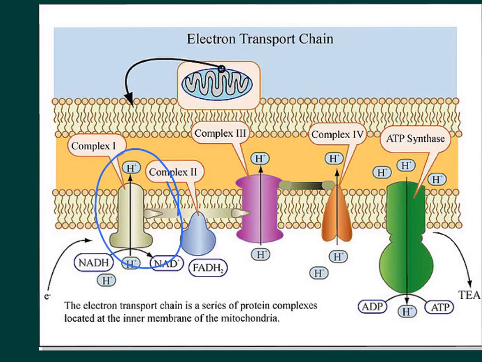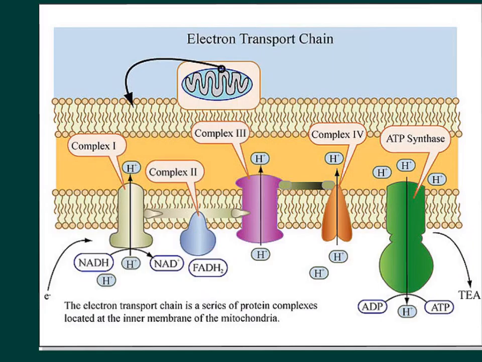Complex 1, NADH dehydrogenase. This complex is responsible for removing the hydrogen ions from NADH, forming NADH2. Complex 2, succinate dehydrogenase. This complex is responsible for removing the hydrogen ions from FADH2 and will be avoided by the hydrogen ions received from the complex 1.